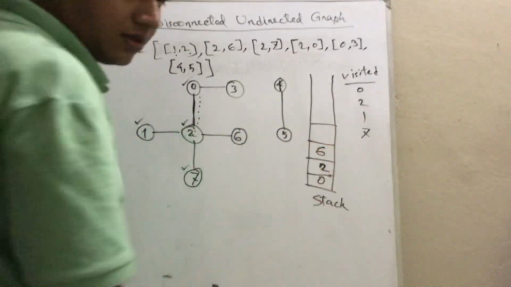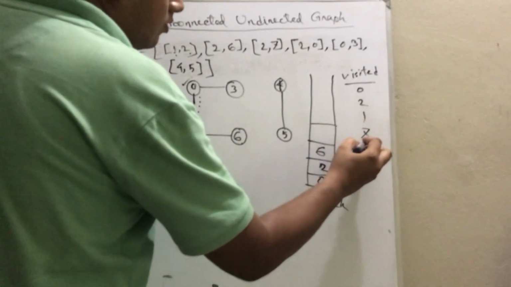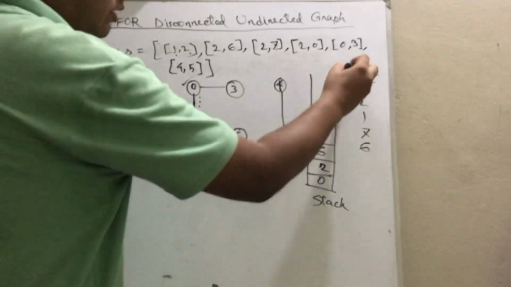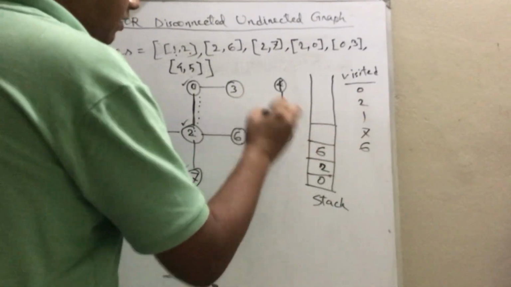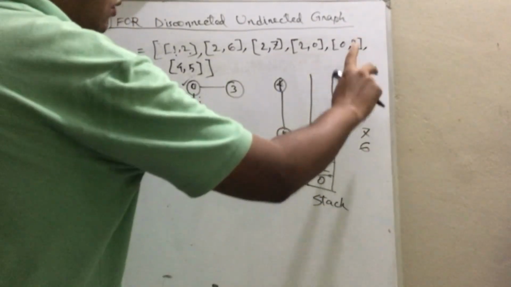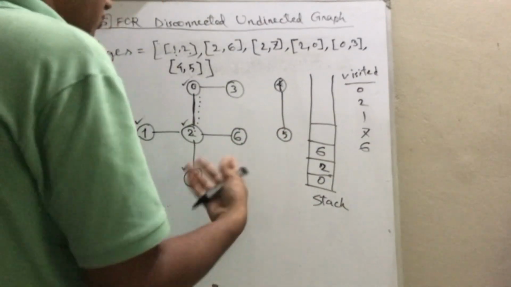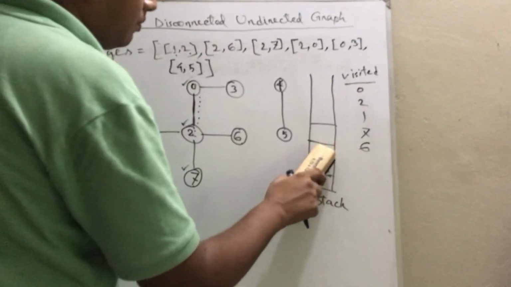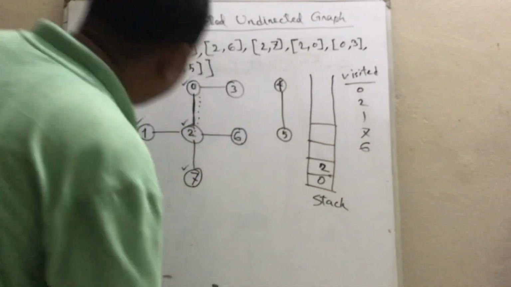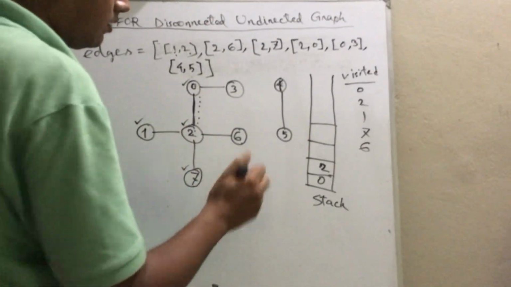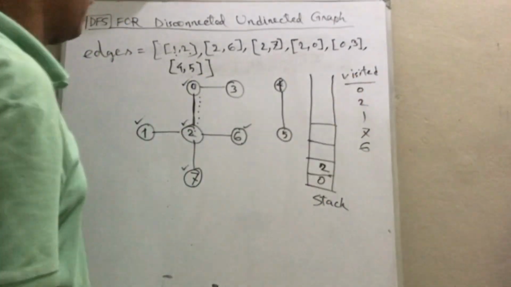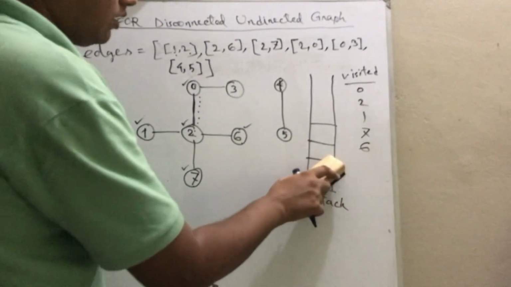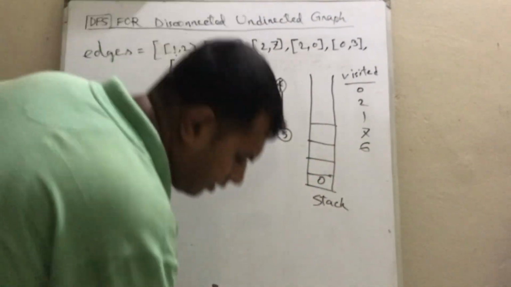Another neighbor of 2 is 6. Add 6 to the stack. 6 is also added to the visited list. Now any neighbor of 6 that is not visited? No, so pop 6. So 2's neighbors 1, 7, 6 are all visited. 0 is also visited. So now what can we do? We pop 2 from the stack.